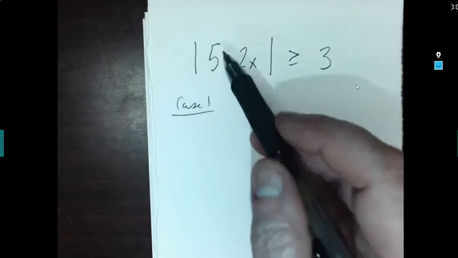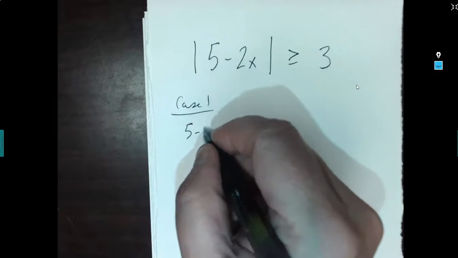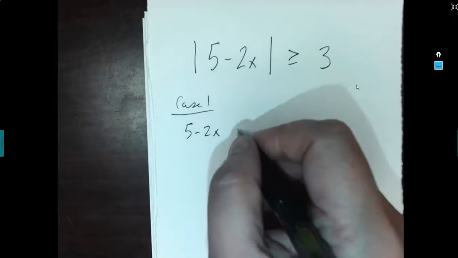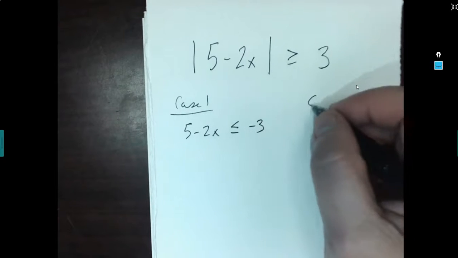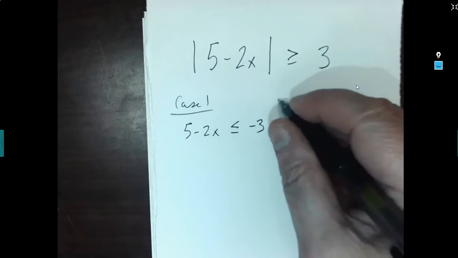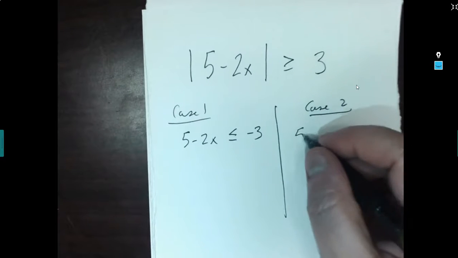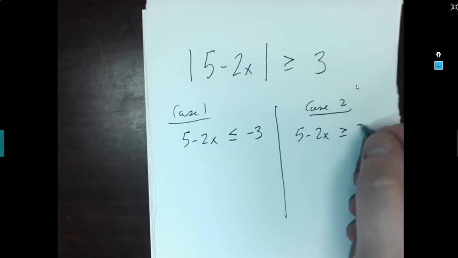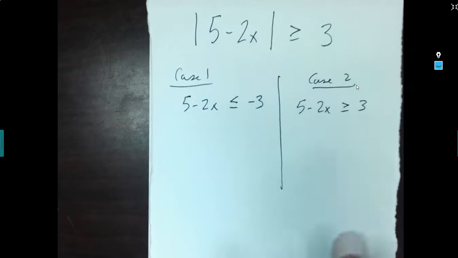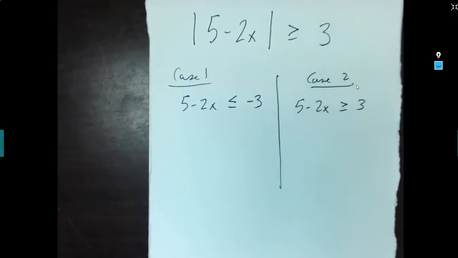So case one, we drop the absolute value symbol, flip the arrow, and negate. And case two, we just drop the absolute value symbol and everything else stays the same. Now, both of these cases, we have to solve for x.